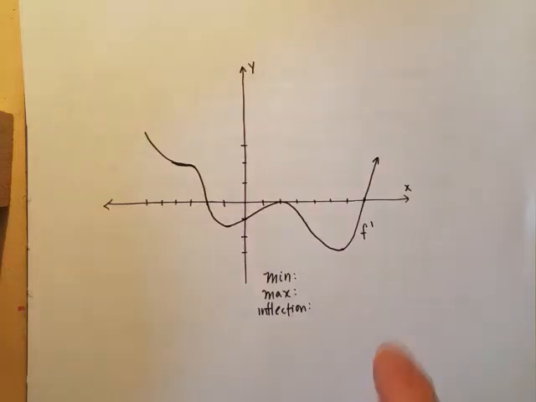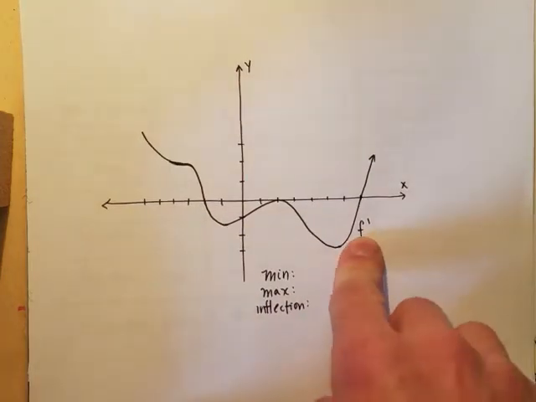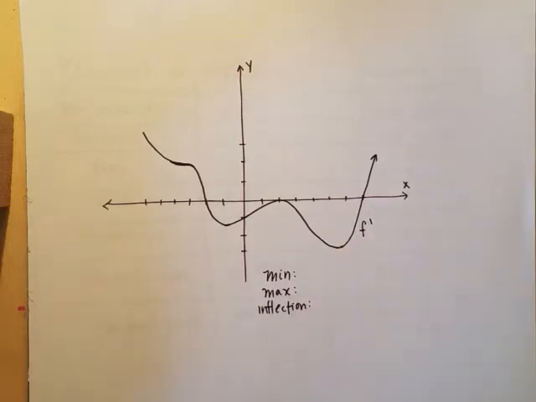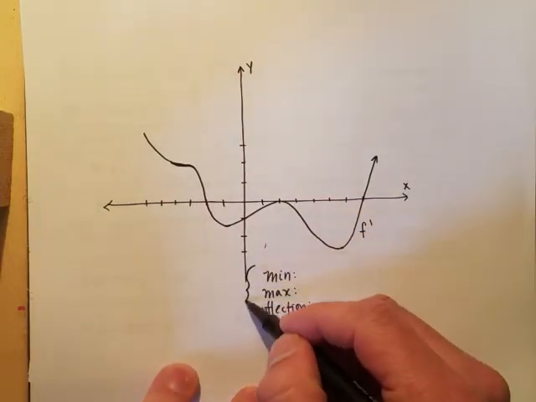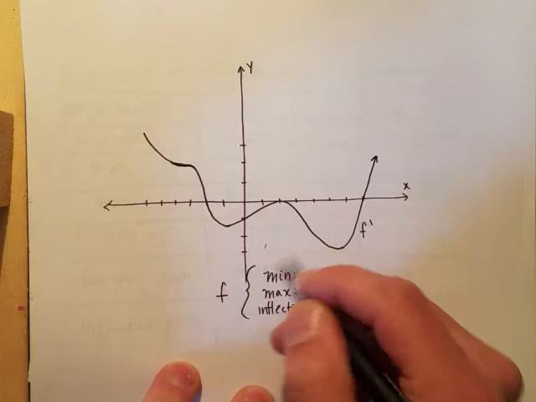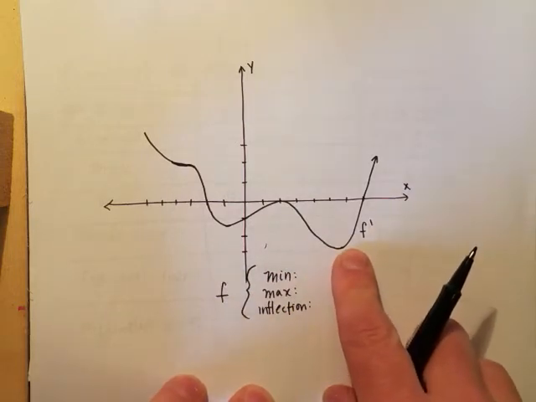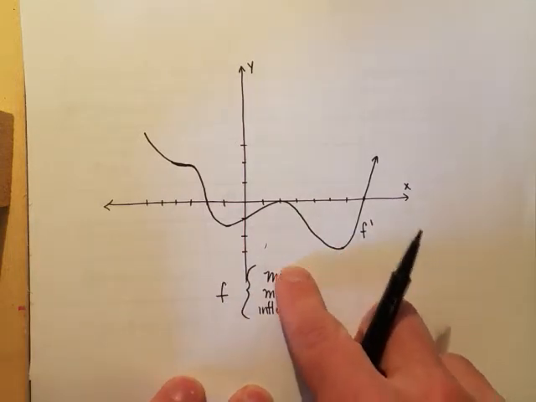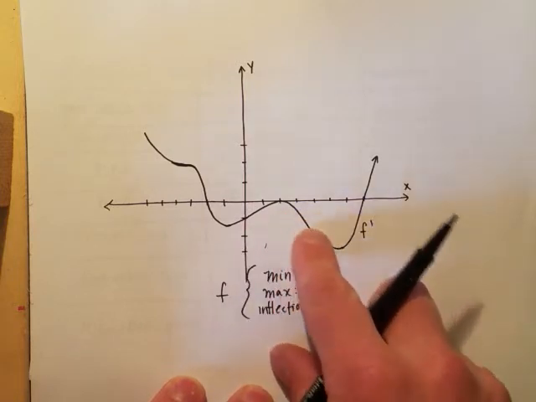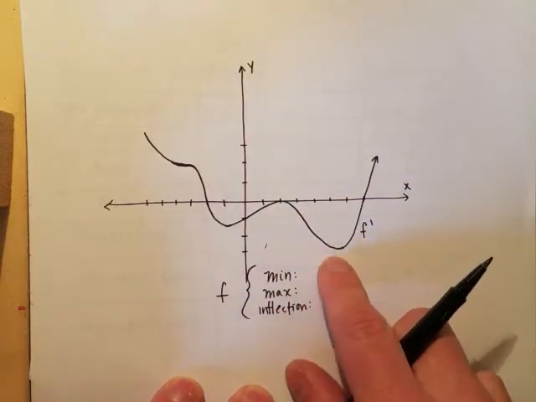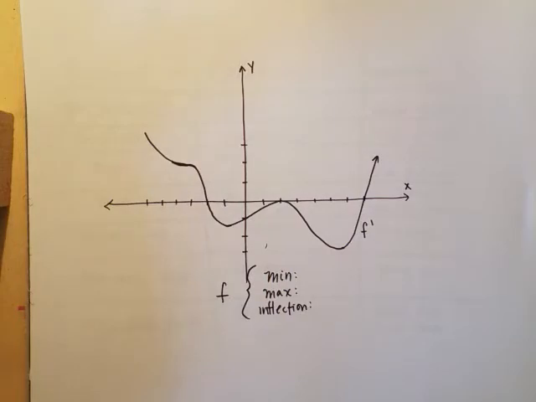Okay, on the CFU, it once again asks us about f, but it's giving us f prime. So it wants to know the min, the max, and the inflection points of the original graph, but all we have is the graph of f prime. So we can't just look at the min and max here to determine that, because we know that f prime and f are going to look a little bit different.